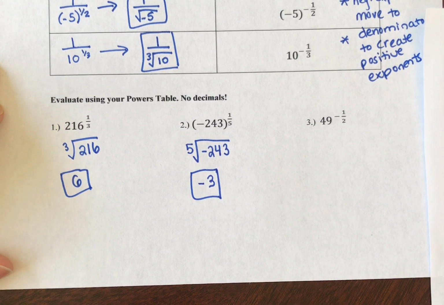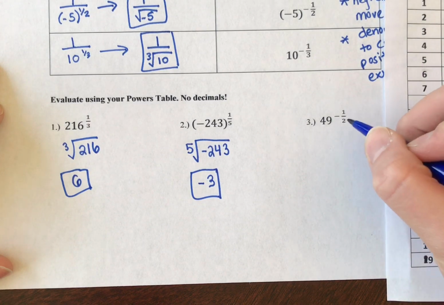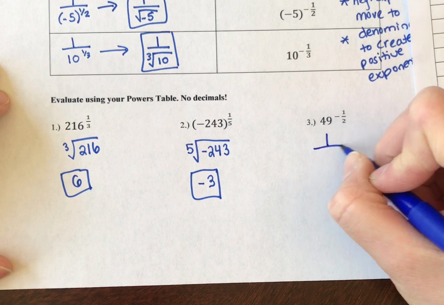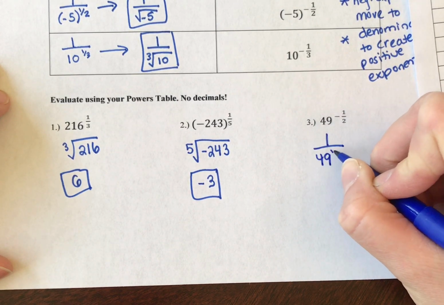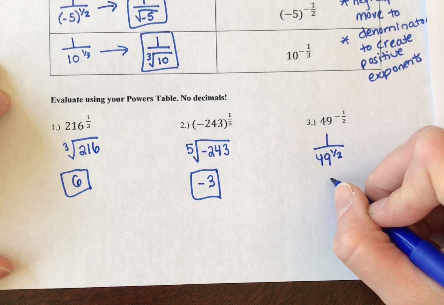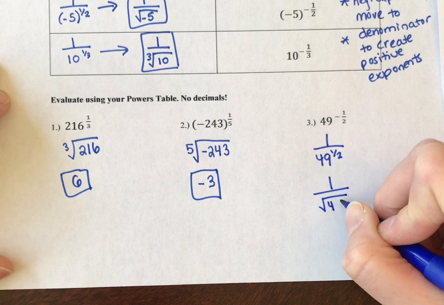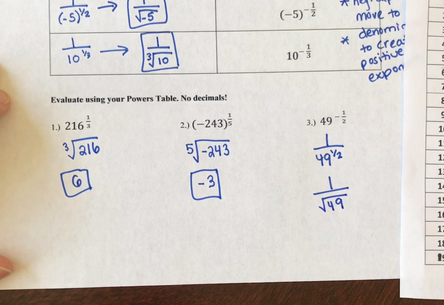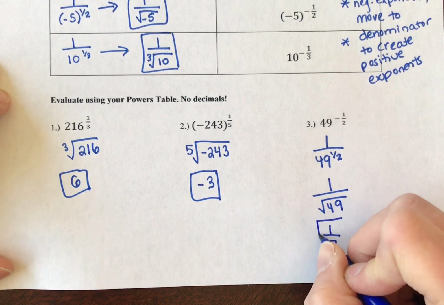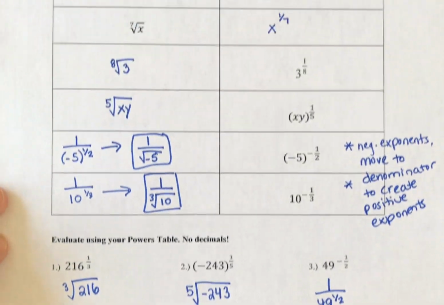And my last example on this page is 49 to the negative 1/2 power. So I'm going to first take care of that negative exponent. I'm going to rewrite this as 1 over 49 to the 1/2 power. Anything to the 1/2 power is really like saying we're taking the square root of this term, which is 49, and the square root of 49 is 7. So my final answer here is 1 over 7.